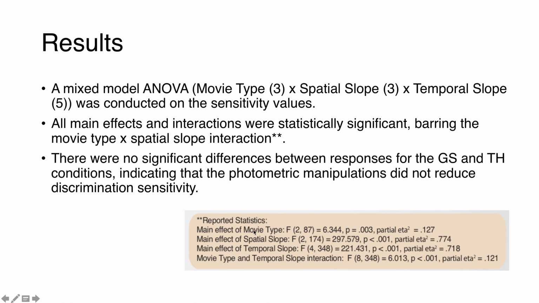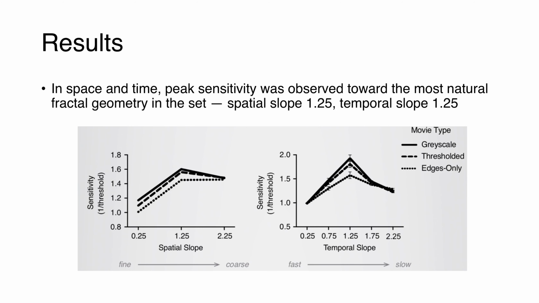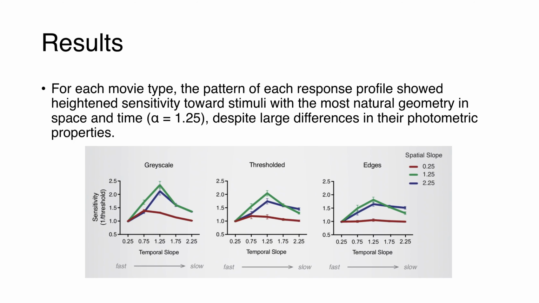In terms of the results, we ran a mixed model ANOVA across all the factors and found that virtually everything was significant. So I'm just going to show you plots of the data now. This is for spatial slope and temporal slope, and I've plotted each movie type as different lines. You can already see that the different lines are showing very similar patterns of sensitivity, an inverted U. Everything's peaking for a natural temporal slope and a natural spatial slope. Since we don't see a shift in these peaks, this already suggests that it's the structure that the visual system really cares about in space and time.